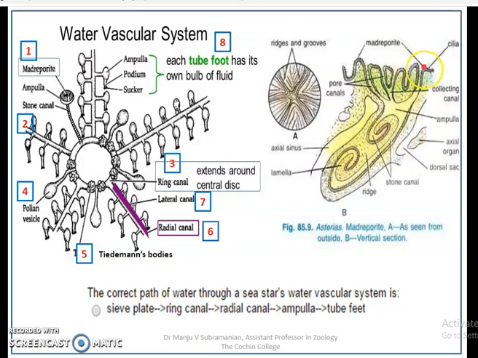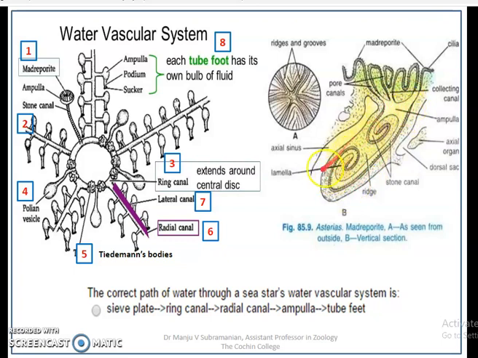These openings are the pores of the madreporite, and following the pores you can see small canals which arise from these pores, and these canals are called pore canals. These pore canals unite together to form the collecting canal, and this collecting canal opens into the ampulla region of the madreporite, which is followed by the stone canal.